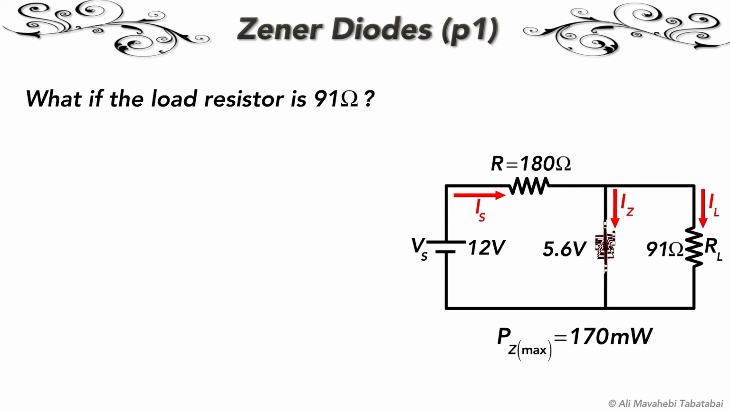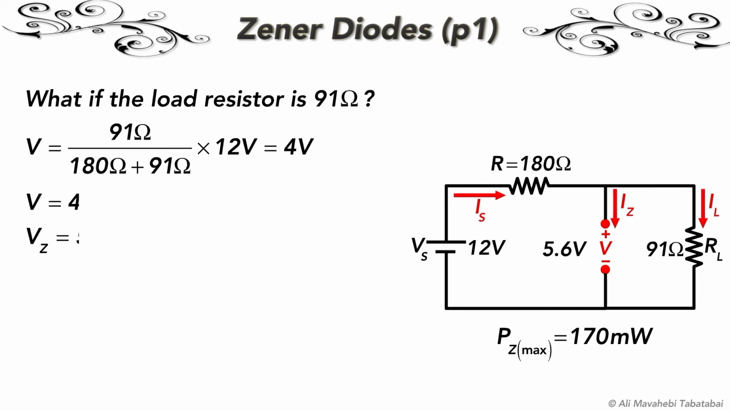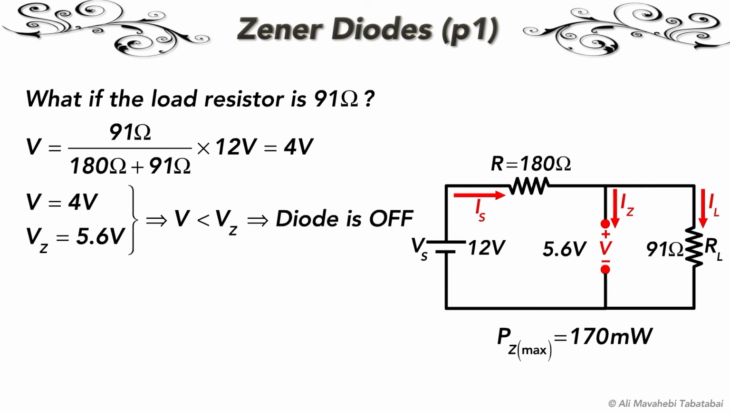In this case, if I remove the Zener diode and calculate the voltage across the diode, I will notice that the reverse voltage across the Zener diode is approximately 4 volts, which is smaller than the Zener voltage. So there will be a very small current passing through the diode, and practically I can replace the Zener diode with an open circuit. Therefore, the Zener current will be 0 and the power dissipated in Zener diode will be 0 as well.